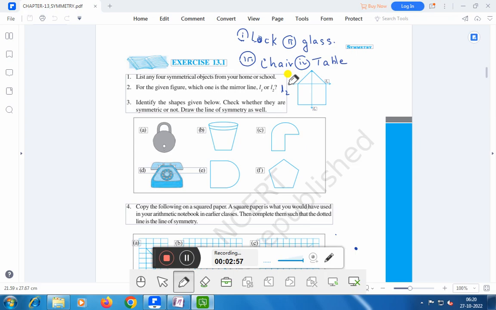Identify the shapes given below. Check whether they are symmetric or not. Draw a line of symmetry as well. Here in question A, if we draw a line of symmetry like this, then it is symmetrical, right? A is symmetric.